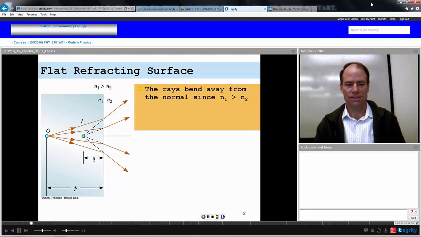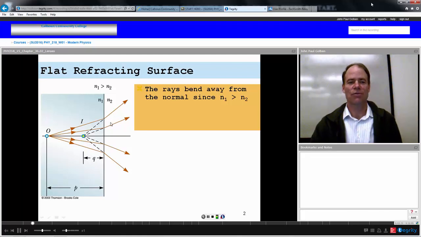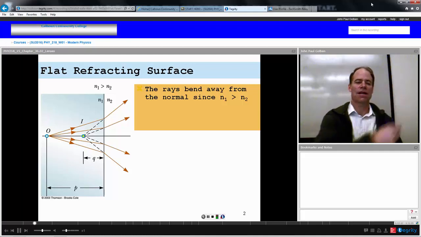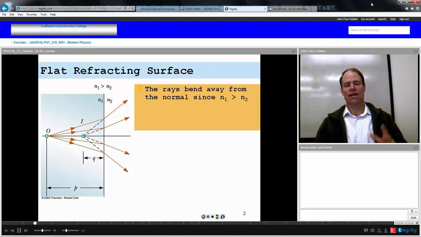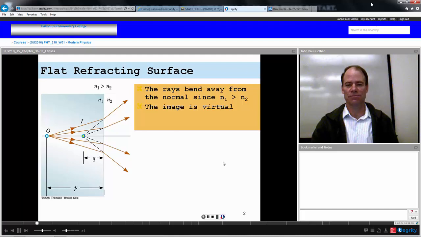Looking at this, as the rays are coming in, if we were to draw a normal to this interface surface, we would find that our angle of incidence is going to be smaller than our angle of refraction. We're going to refract away from the normal. So the rays are going to diverge as they're going through this interface, and they're going to appear to come from some point that's inside the first material. So that would be the location of our image, is actually inside the first material.